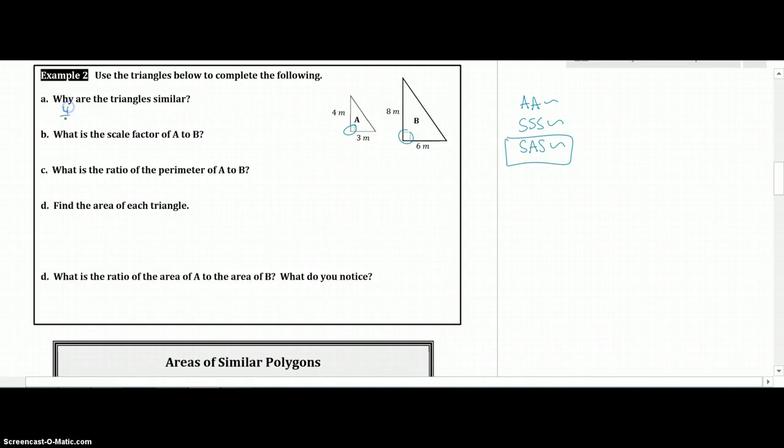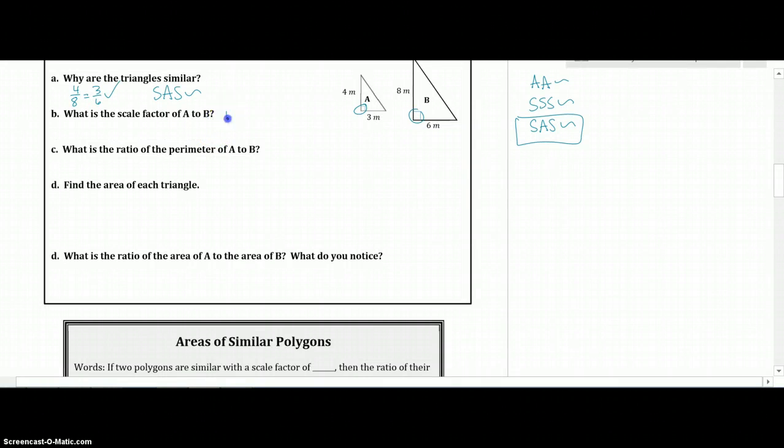So is 4/8 equal to 3/6? Yes, because they both reduce to 1/2. So why are the triangles similar? Side angle side similarity. If you recall what scale factor is, it's just the ratio between the 2 sides. So when we reduce that, we got 1/2. So the ratio of triangle A to B is 1 to 2. If you said 4/8, that's also correct.